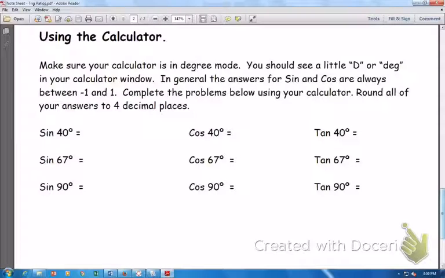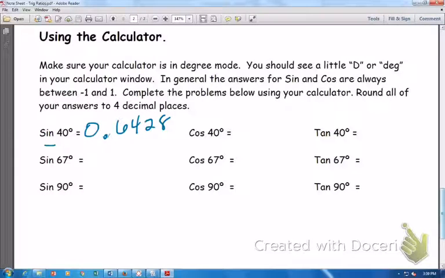In your calculator, you should have a sin, cos, and tan button. S-I-N, C-O-S, and T-A-N. If you type into your calculator sine of 40 degrees, then you will get a value. And we don't even have the side lengths of a right triangle because it doesn't matter. Right? So if you type in sine of 40 degrees, then you should get 0.6428 to 4 decimal places.